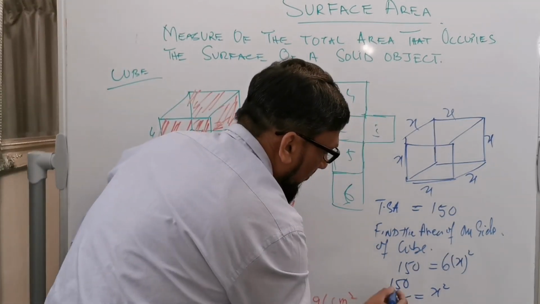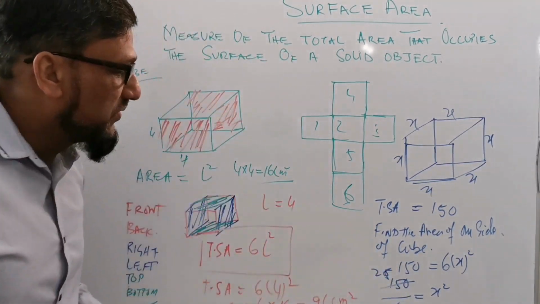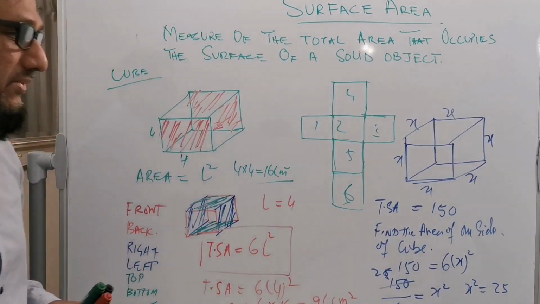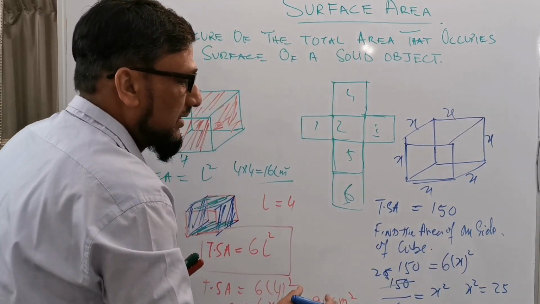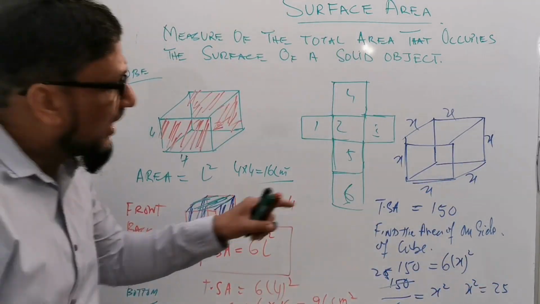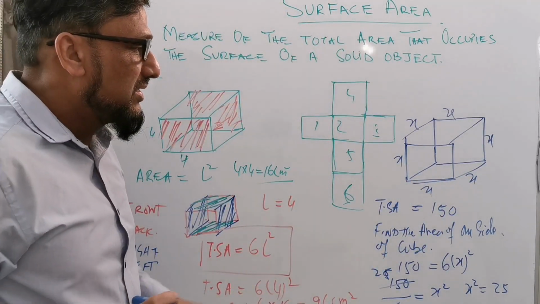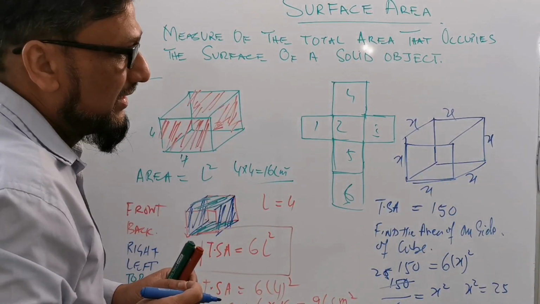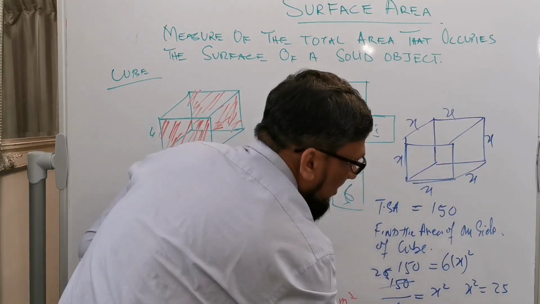6 times 25 is 150. So it means x squared equals 25. So the area of one side of the cube is 25. And if I want to work out the value of x, just the length of one side, the 25 is the square of what?